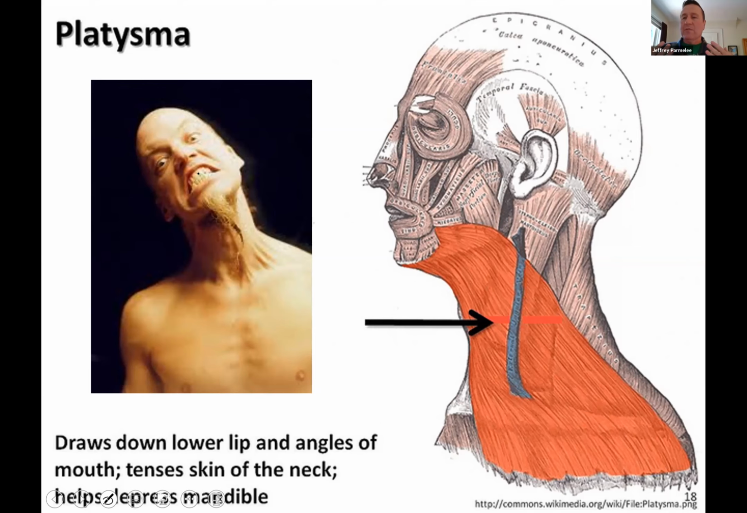And in most animals, we have muscle in our skin throughout. So like I said, a horse can move its skin on its butt to get rid of a fly or something like that. We don't have that, but what we have left besides our facial muscles is this platysma that comes down our neck.